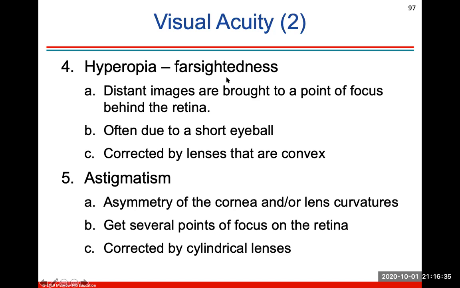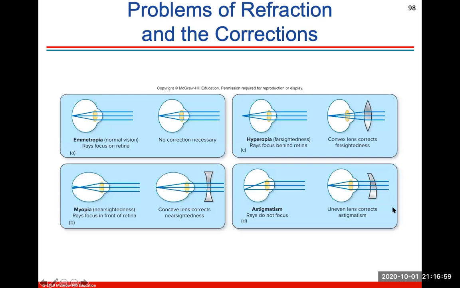Hyperopia is farsightedness. Distant images are brought to a point of focus behind the retina. It's often due to a short eyeball. And astigmatism is where the asymmetry of the cornea and/or lens curvatures is off. You can have a very sharp or steep lens. You get several points of focus on the retina. It can be corrected by different types of contact lenses. Hopefully they'll show you what. So here is myopia, nearsightedness, and how it can be corrected.